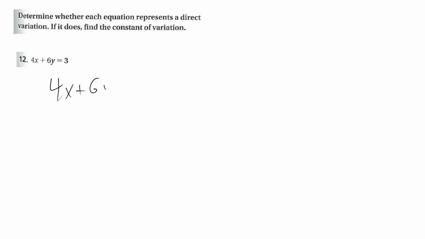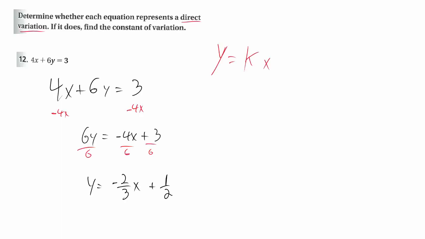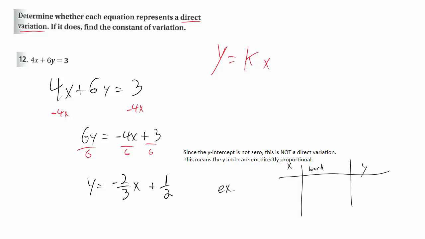Whereas number 12, I'm going to try to get the y by itself. I'm going to try to write this as y equals something times x. But when I do that, I can get the y by itself, but the y-intercept is not going to be 0. It doesn't go through the origin. You can graph it to confirm that, or you can see why it's not a direct variation.